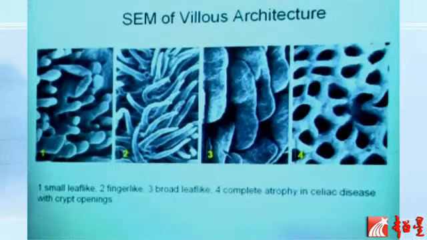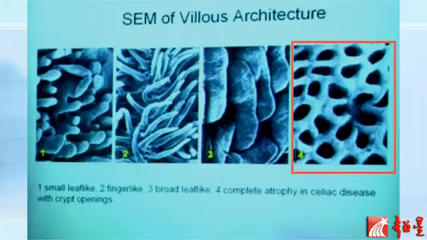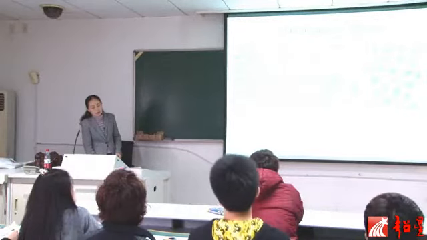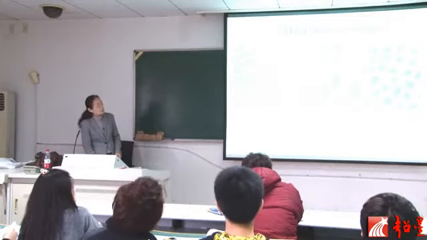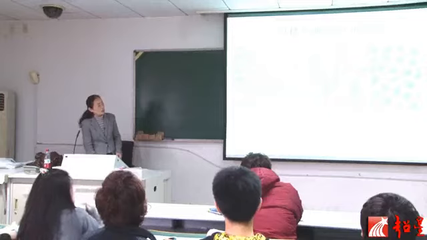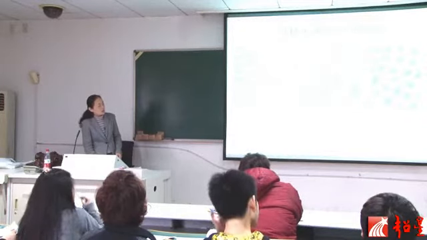This is under the electron microscope. This is normal. We can see the villus architecture. Here are small leaf-like villi, here are finger-like villi, and here are broad leaf-like villi. But here is the disease. The villi atrophy, and we can see the crypt openings. The villi are atrophic, destroyed, and disappear, leaving the crypt openings.